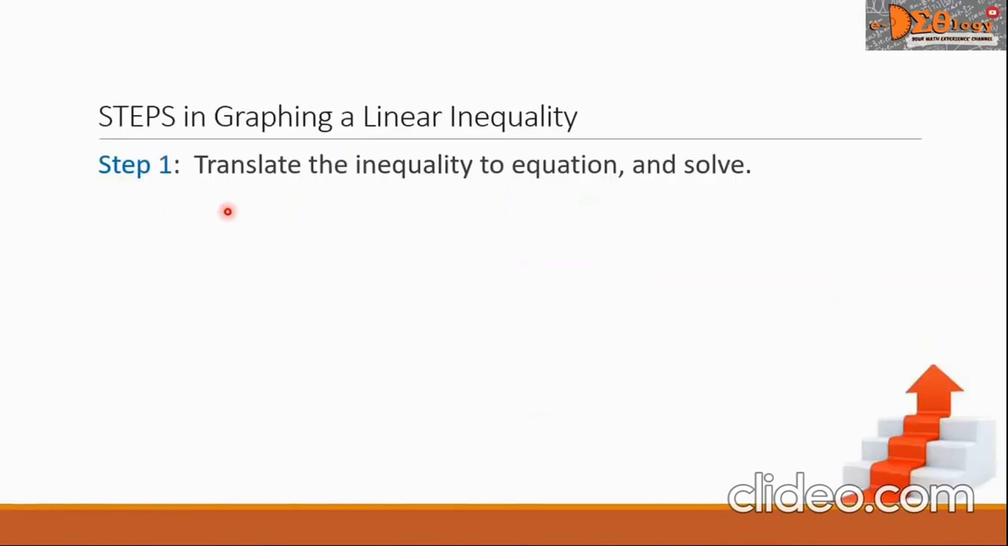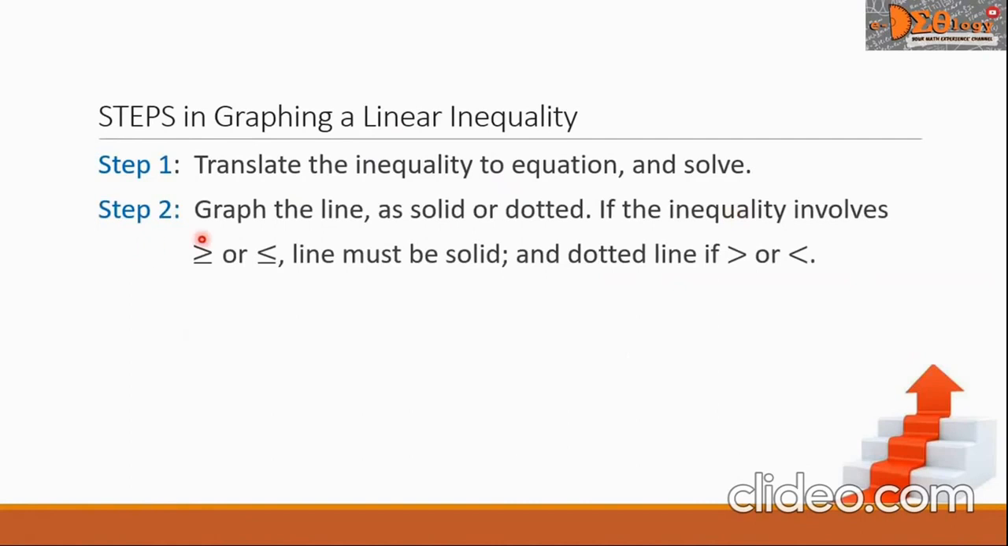Step 1. Translate the inequality to equation and solve. Step 2. Graph the line as solid or dotted. If the inequality involves the symbols greater than or equal, or less than or equal, the line must be solid, and dotted line if symbols are greater than or less than.